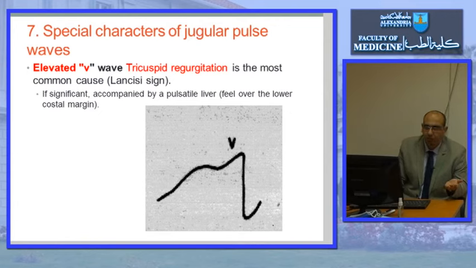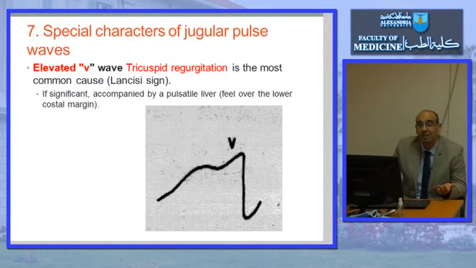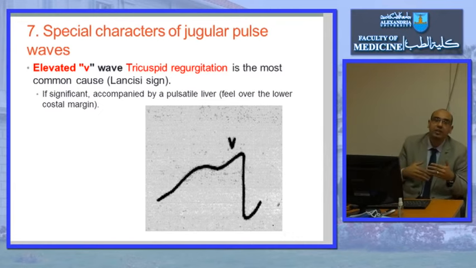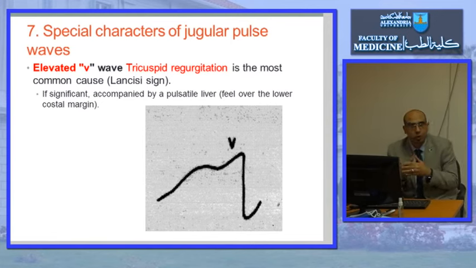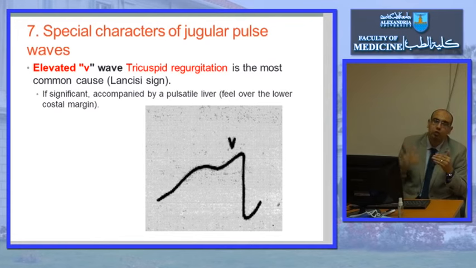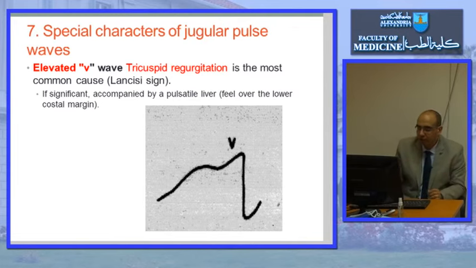V wave. What is the V wave? The V wave corresponds to atrial filling of blood. So the V wave will become elevated when there is more blood in the atrium, like in cases of tricuspid regurg, as we described before. Tricuspid regurg means what? That the valve is not closed properly. Normally the atrium will receive blood from the neck veins, and when there is regurg, it will receive blood also from the ventricle. So increased filling of blood in the right atrium will cause an elevated V wave.